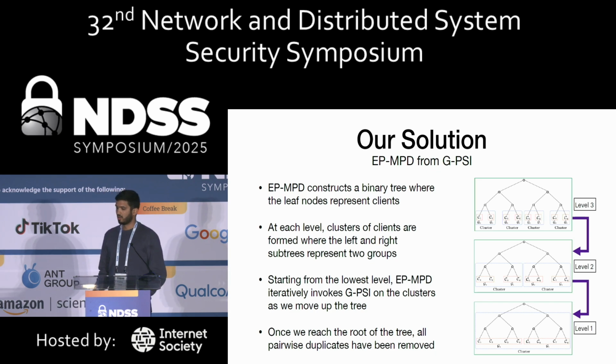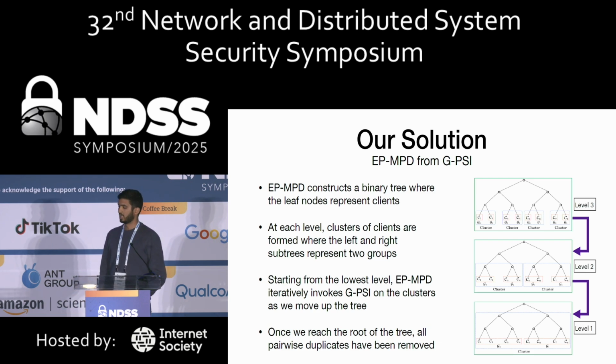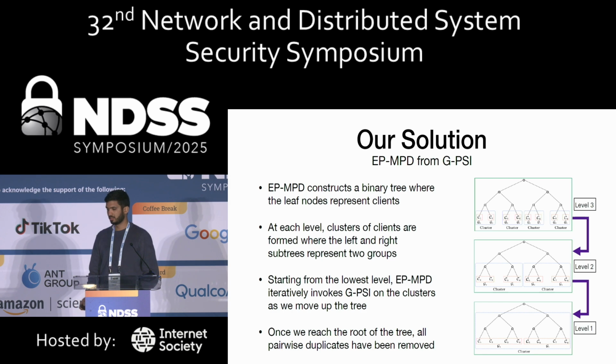So let's have a look at a concrete example with 8 clients. And with 8 clients, we have a binary tree with 3 levels, and this is represented by the figure on the right side. At the lowermost level, we have 4 clusters, and each cluster has 2 groups with 1 client in a group. And for example, if you look at the leftmost cluster, you have client C1 in group 1 and client C2 in group 2. And C1 can engage in the group PSI protocol to find the intersection it has with C2 and remove the duplicates.